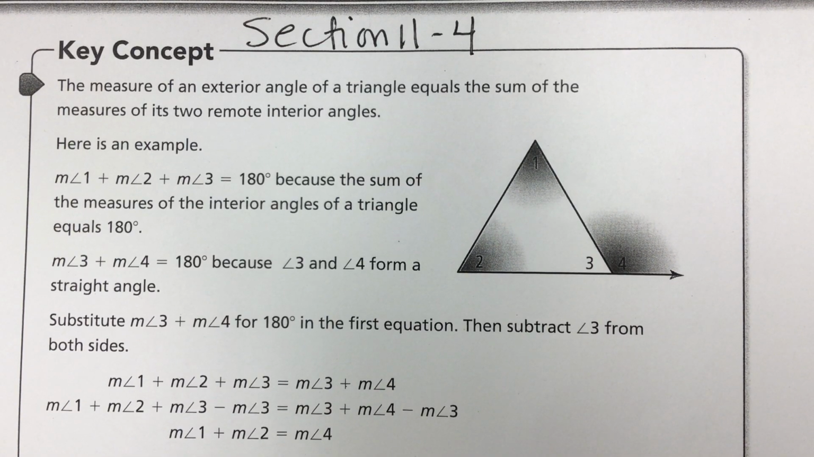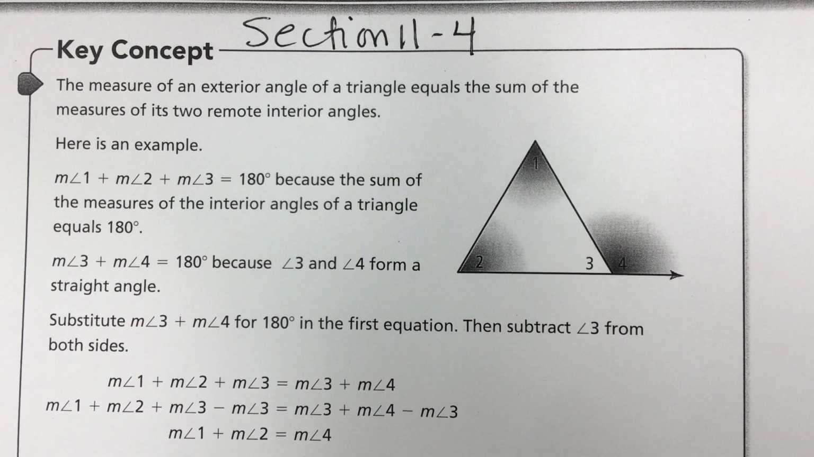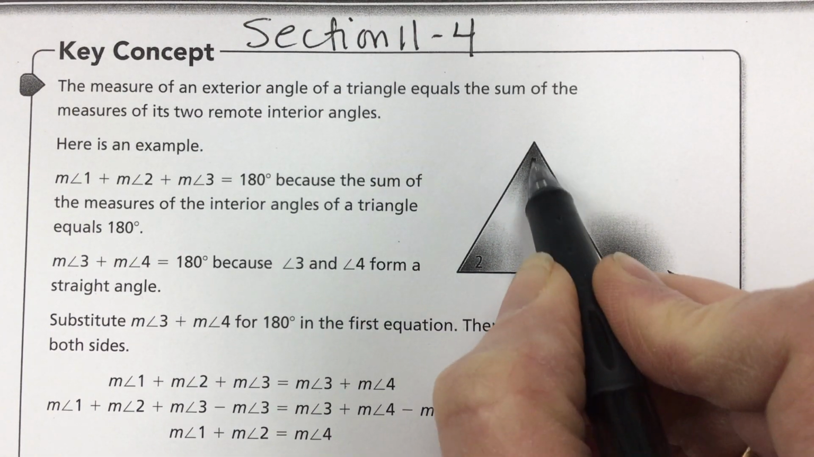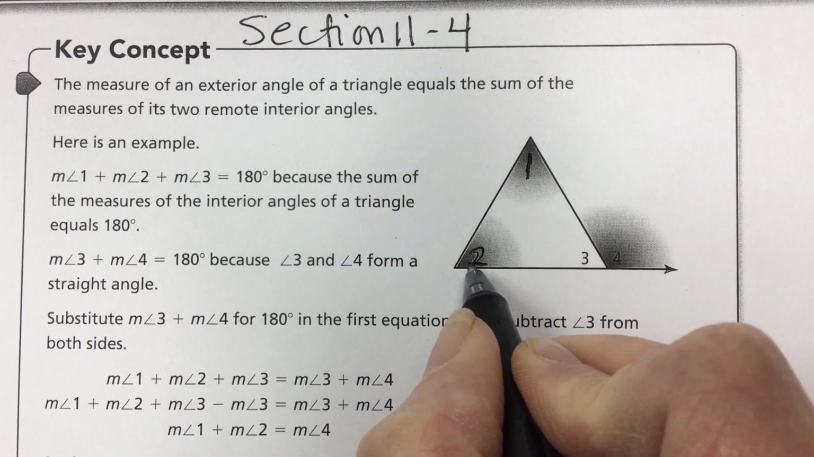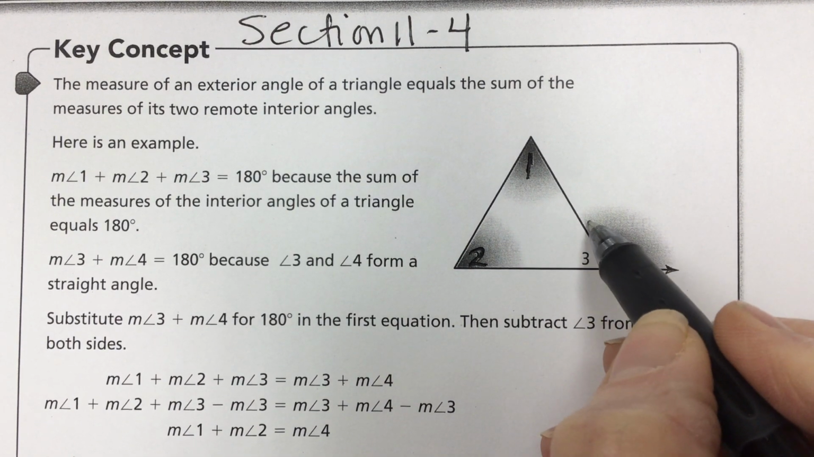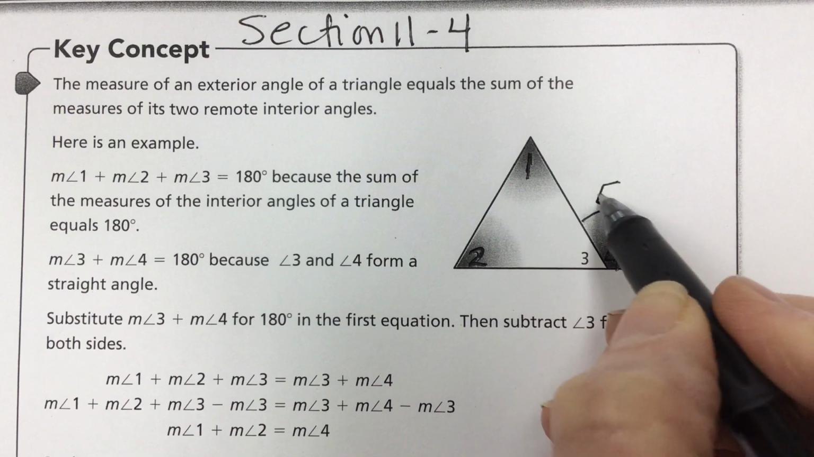Section 11-4. The measure of an exterior angle of a triangle equals the sum of the measures of its two remote interior angles. So let's look at this picture we have here. I know that you can see angle 3. This is angle 1. This is angle 2. This is angle 3, and this is angle 4. Now, know this is your exterior angle.